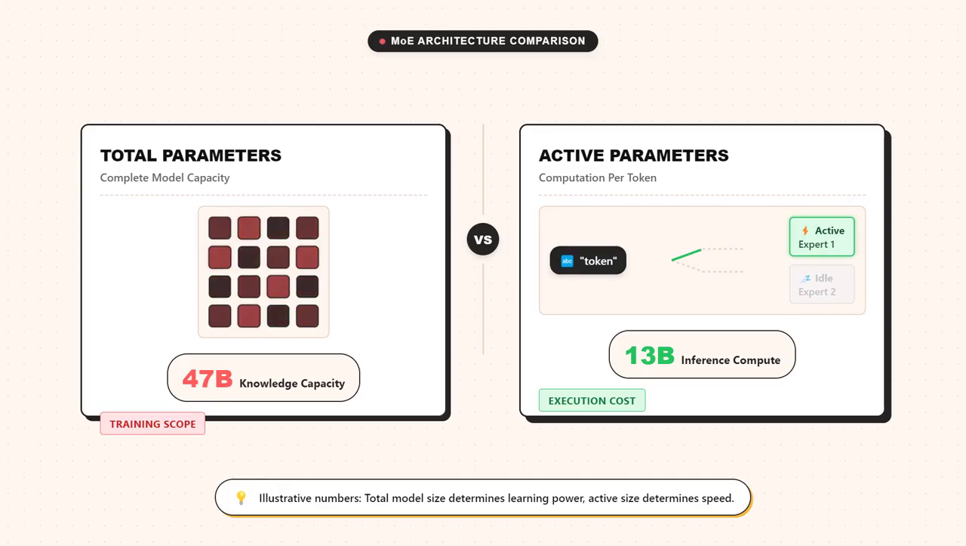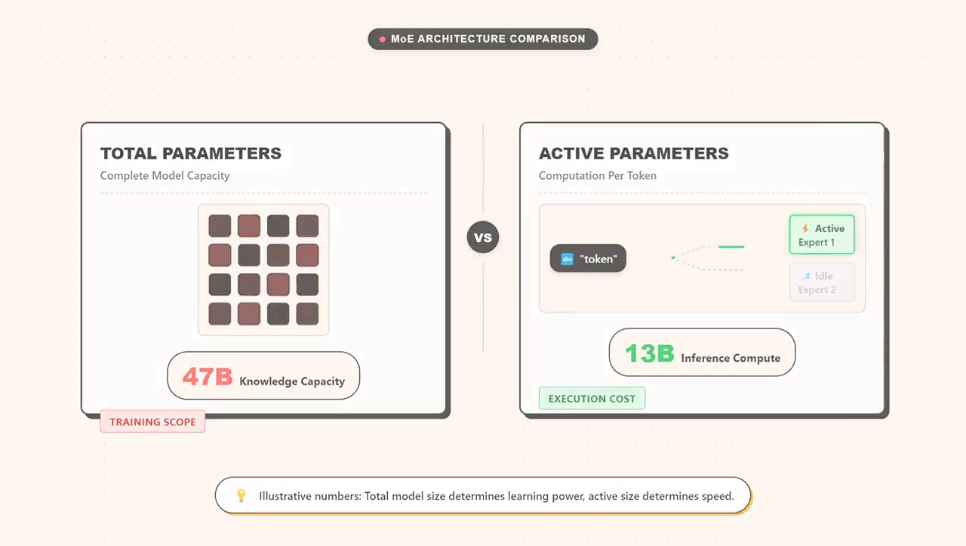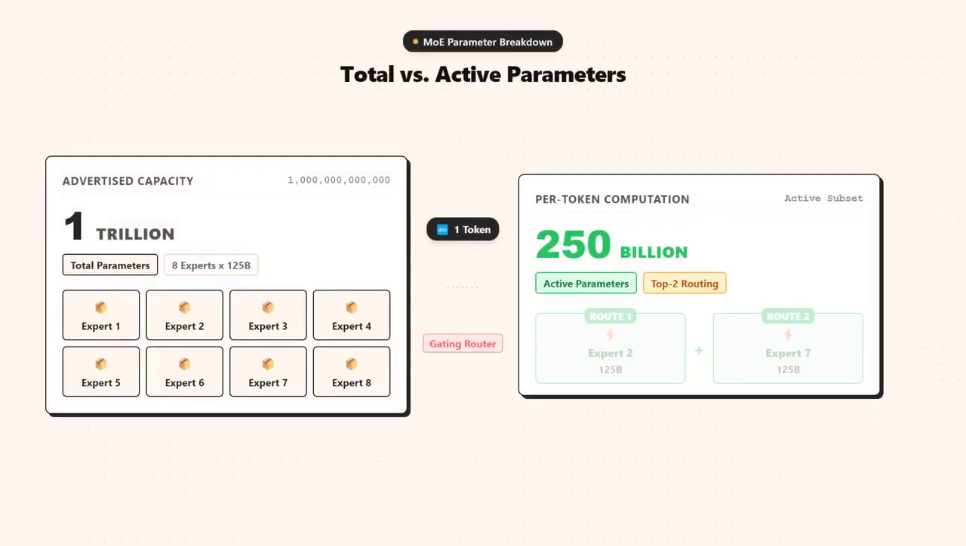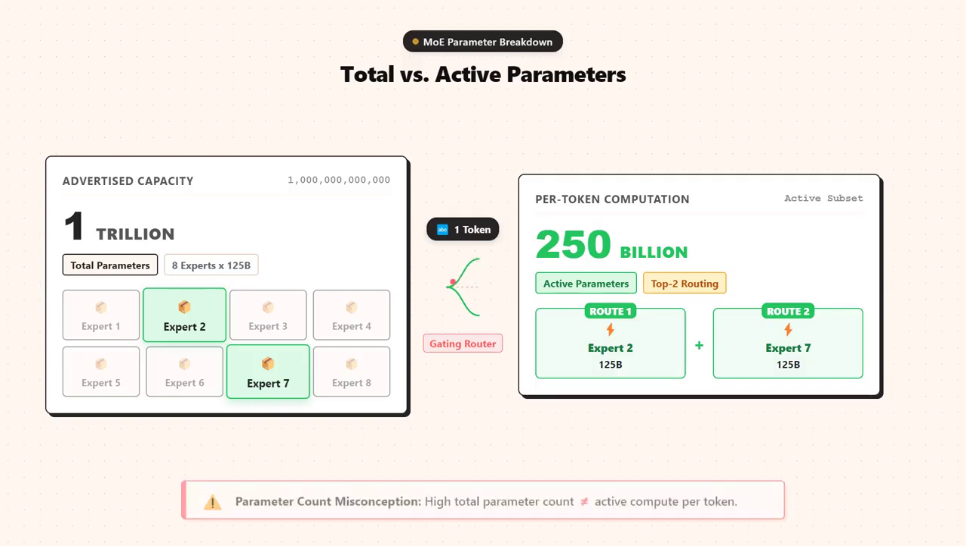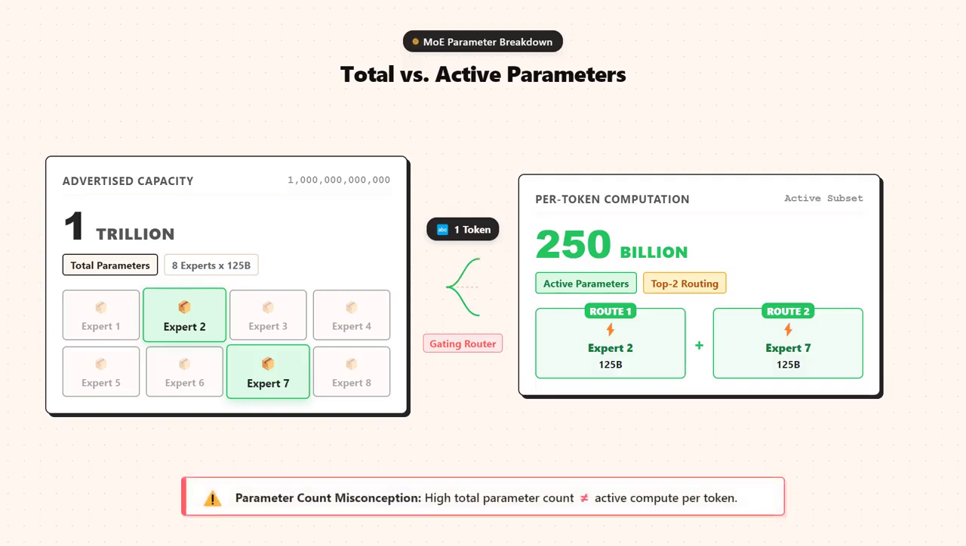Total parameters describe the complete capacity of the model. Active parameters describe how much of that capacity is used for one token. When you see a MoE model advertised as having 1 trillion parameters, that does not necessarily mean it performs 1 trillion parameters worth of computation on every generated token. This is one reason parameter count comparisons have become increasingly misleading.